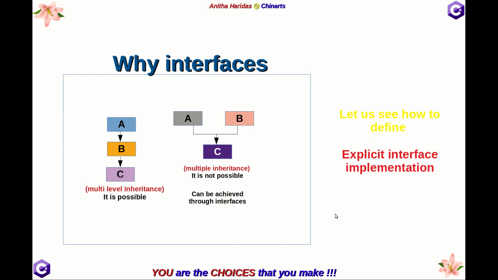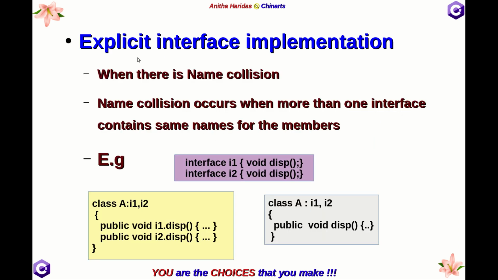So today in this video we are going to talk about how explicit interface implementation is defined in the program. Let us get into the topic. Explicit interface implementation is used whenever there is a name collision. So we should know what is name collision. Name collision occurs when more than one interface contains same names for the members.